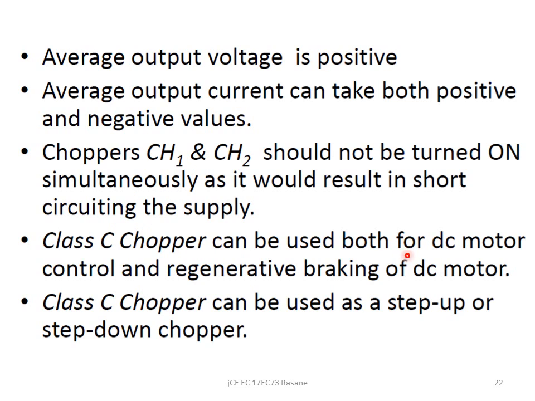Class C chopper can be used, where do we use it? As I said, Class A was used to control the speed of the motor, that is accelerate and reduce the speed of the motor. Class B is basically used when you are applying the brake, that is for regenerative feedback. And hence Class C can be used for both the control of DC motor as well as the regenerative braking of DC motor. The Class C chopper can also be used as a step up or step down chopper, as we have seen.